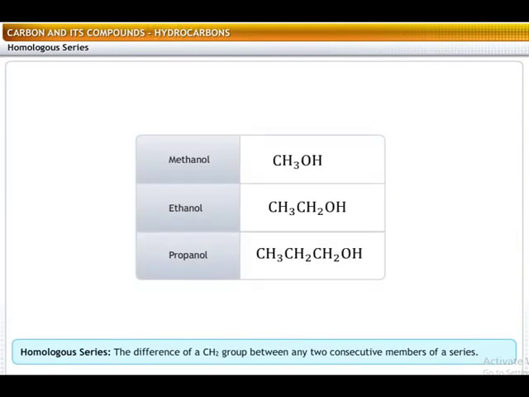Let's consider the family of alcohols. The functional group in alcohols is OH. Methanol has the molecular formula CH3OH. Ethanol has the molecular formula CH3CH2OH. And propanol has the molecular formula CH3CH2CH2OH. We observe that the difference between methanol and ethanol, and the difference between ethanol and propanol, is a CH2 group.